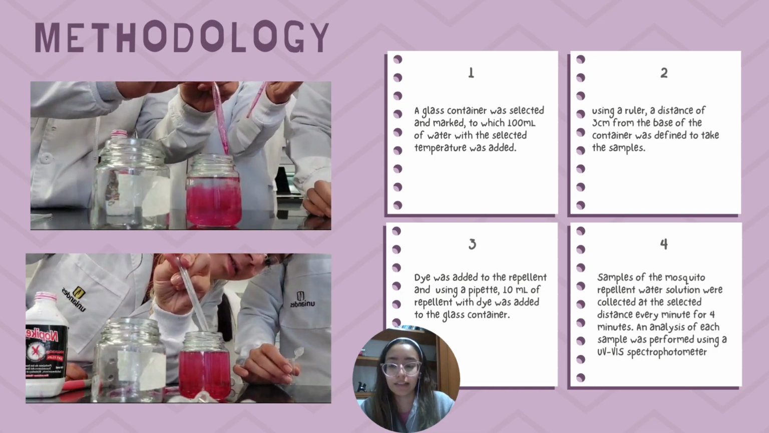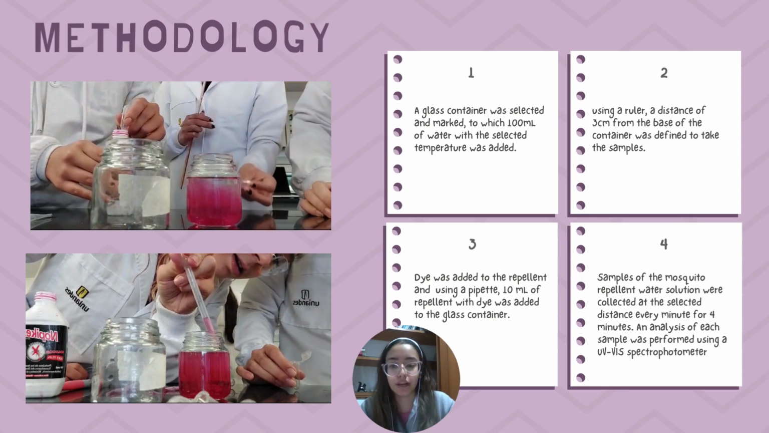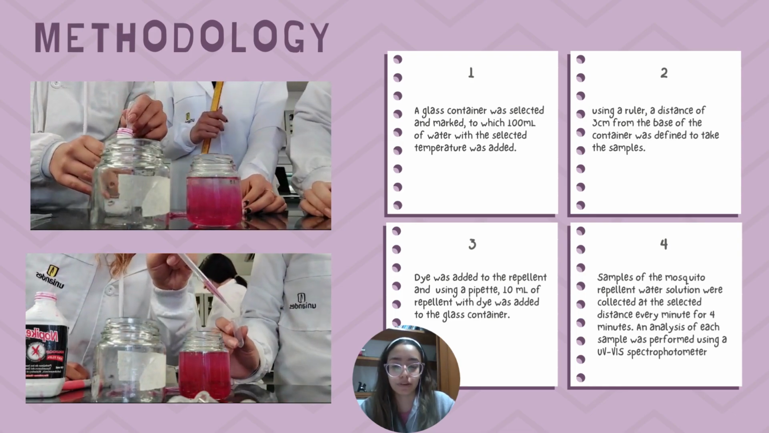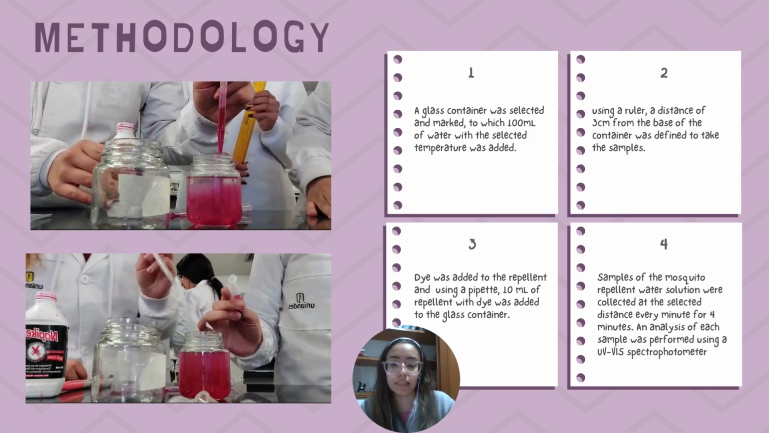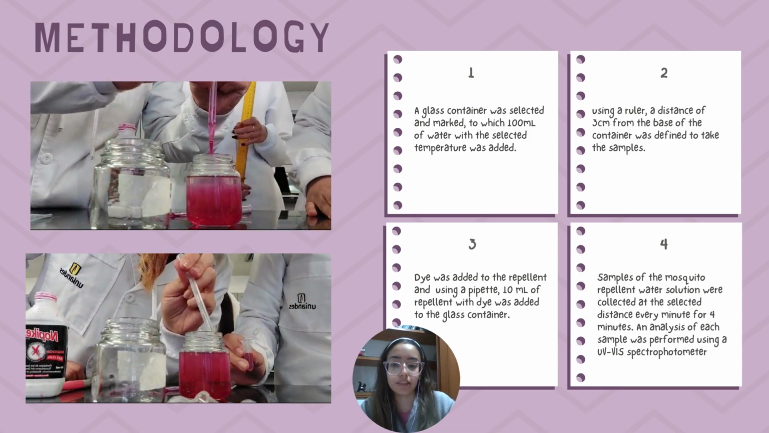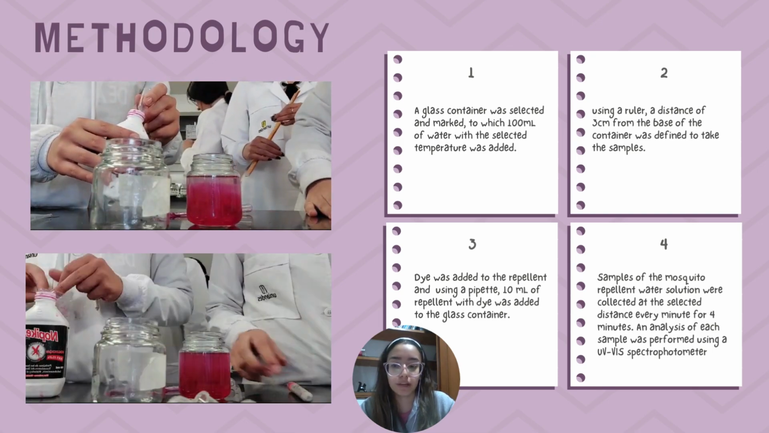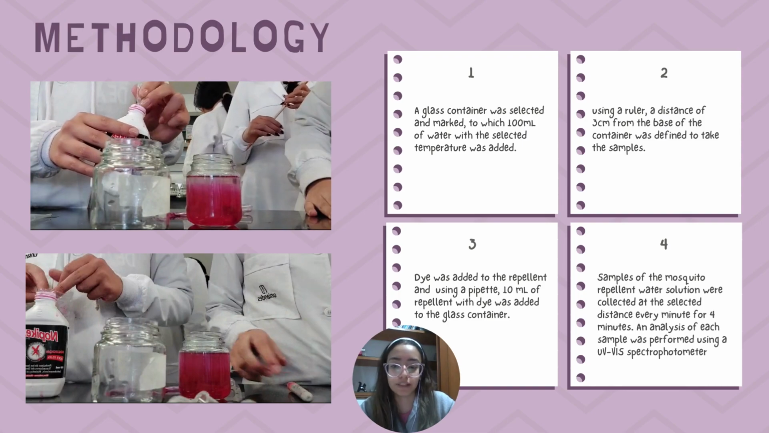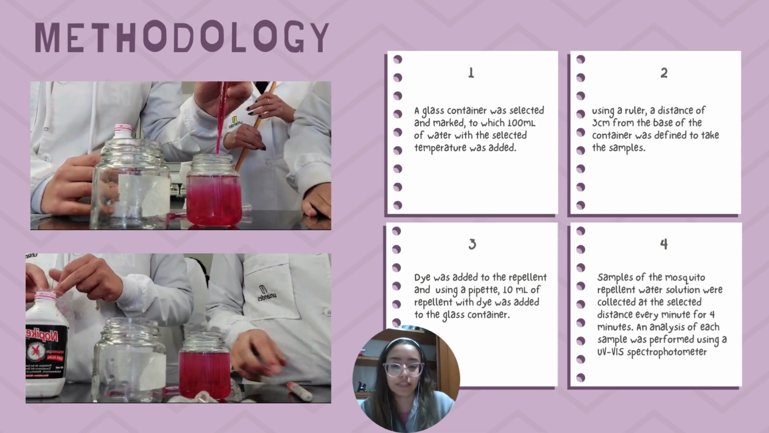Then an analysis of each sample was performed using a UVB spectrophotometer with the objective of measuring absorbance in the UVB region and determining the concentration. This procedure was repeated at three different temperatures: 30, 60, and 90 degrees Celsius.